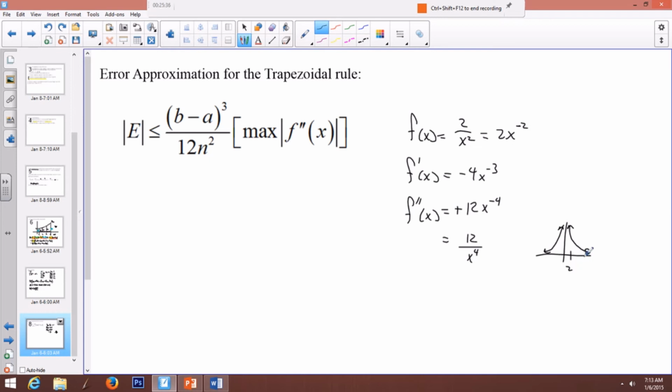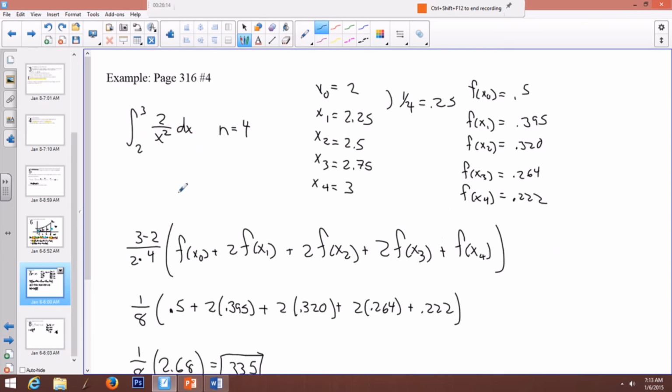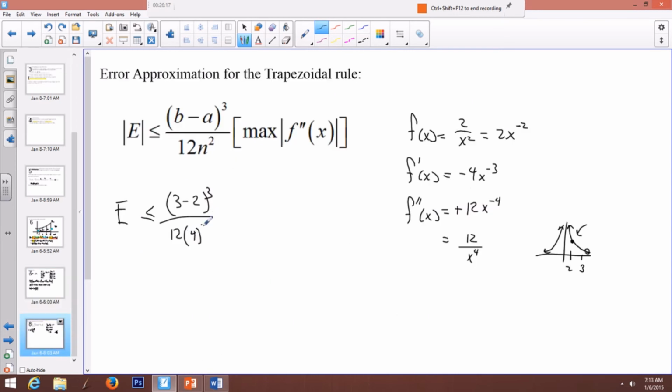So if we're talking over the interval from 2 to 3, the highest value for this particular one, and it's not always going to be true, you may have to look for it, the highest value is obviously going to be at 2. It just is. So when I calculate this error, it has to be less than or equal to, and again, we're approximating the error, the upper bound, 3 minus 2 to the third over 12 times, and we had 4 intervals here, so 4 squared, and then the maximum of this value would be the absolute value of f double prime of 2. And we'll calculate that here in a moment.